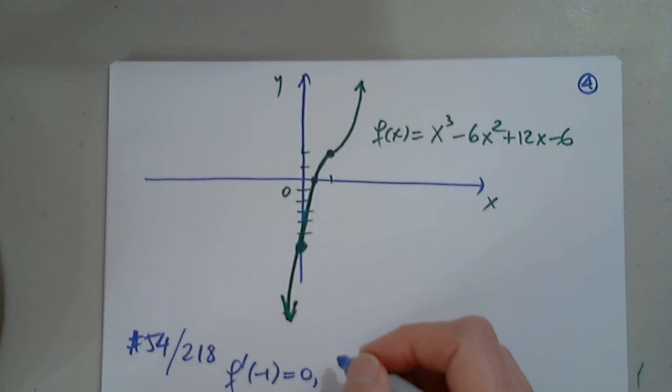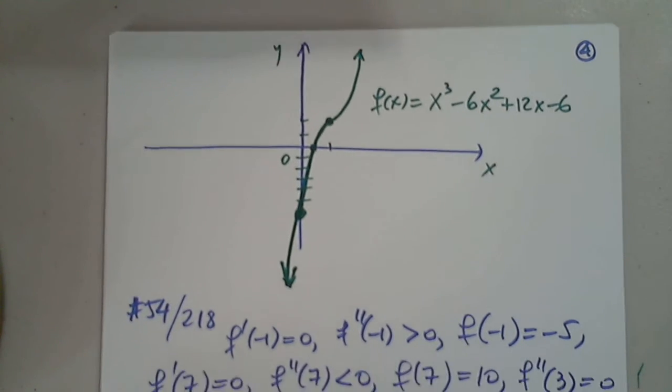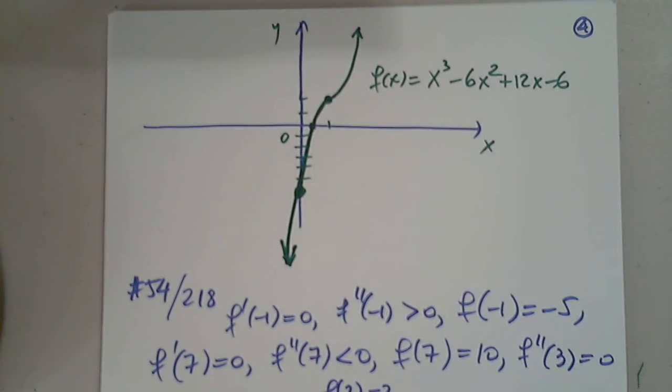Okay, f prime of negative 1 is 0, yes. The second derivative at negative 1 is greater than 0. F of negative 1 is negative 5. F prime of 7 is 0. F double prime of 7 is less than 0. F of 7 equals 10. The second derivative at 3 is 0. And F of 3 is 2. That's a mess.